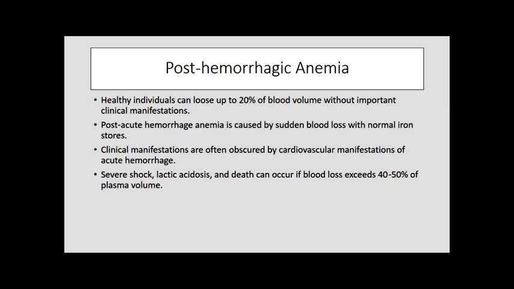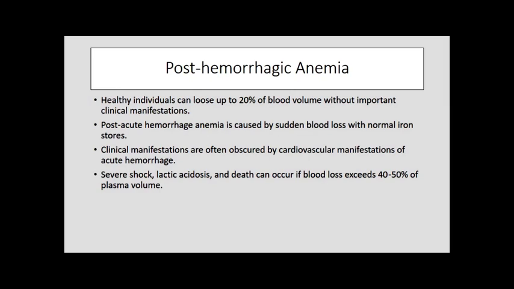Now what happens in these cases, when you have a patient that is acutely bleeding, the least important thing that you are going to consider is the anemia. You have to stop the bleeding, you have to stabilize the patient, so the clinical manifestations of the anemia normally are going to be obscured by the cardiovascular manifestations like low blood pressure, tachycardia, cardiovascular shock, and all of the things that can happen when people are acutely losing blood.